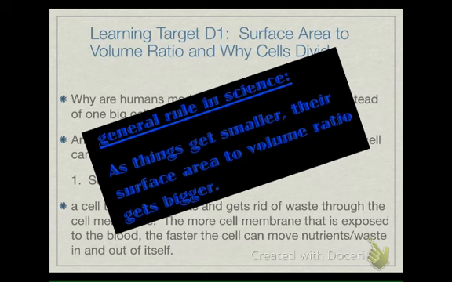which means the size of the cell wants to be as small as possible. The smaller a cell can be, the happier that cell is. Because as a cell gets small, its surface area to volume ratio gets really big. We're going to do a math problem together. Ready? I would go through this with me if I were you.